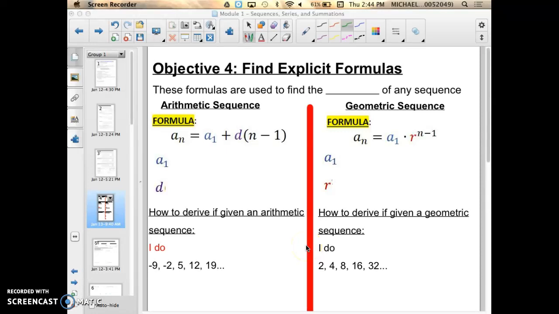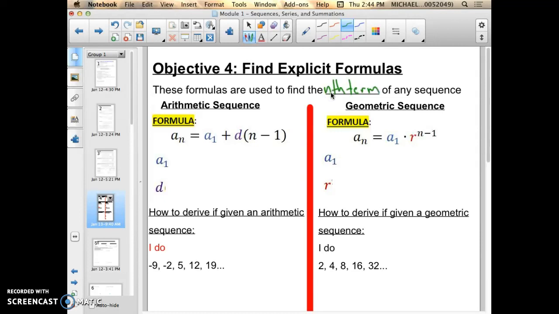Objective 4 is find explicit formulas. These explicit formulas are used to find the nth term of any sequence. And like I mentioned earlier, there's two different types of sequences that we've been working with, arithmetic and geometric, so that means as well that there's two different types of explicit formulas, arithmetic and geometric. And I've listed both of the parent formulas here, highlighted in yellow.